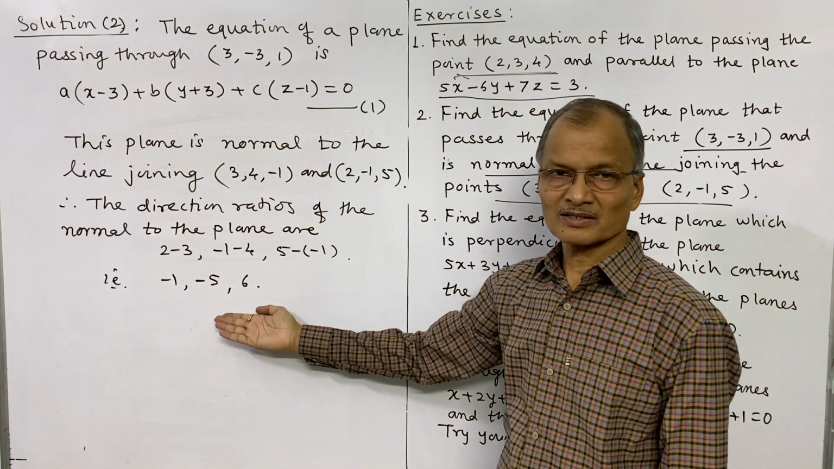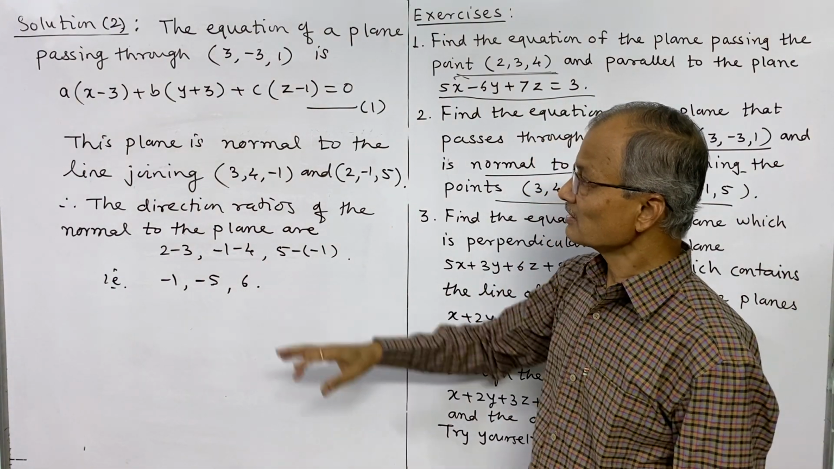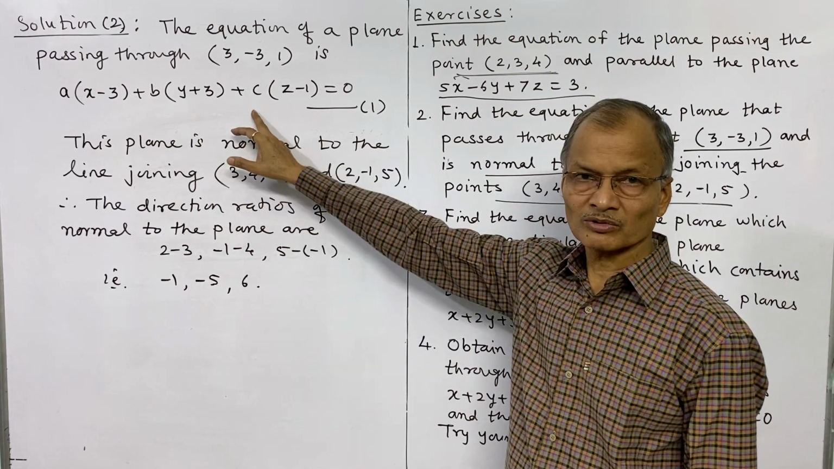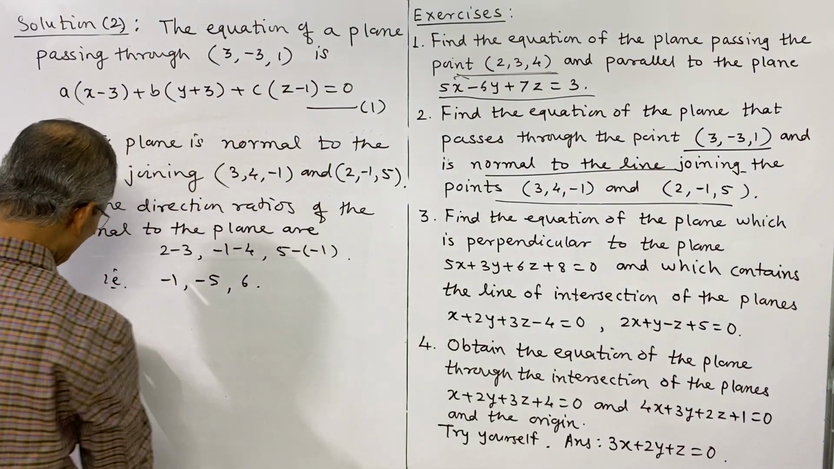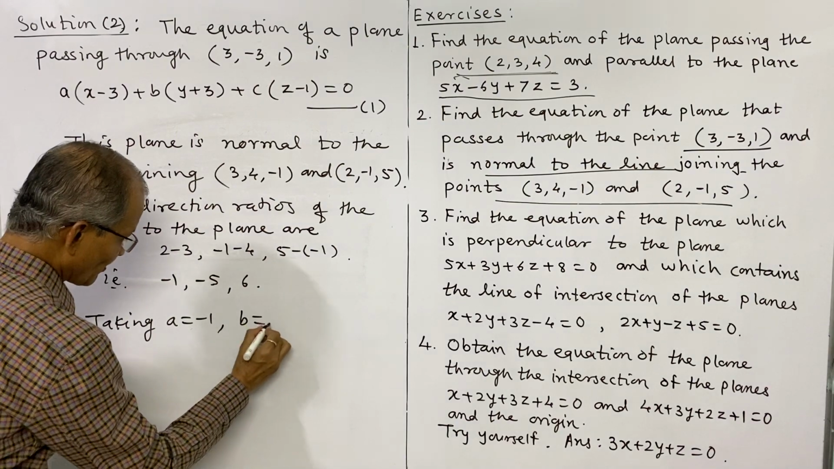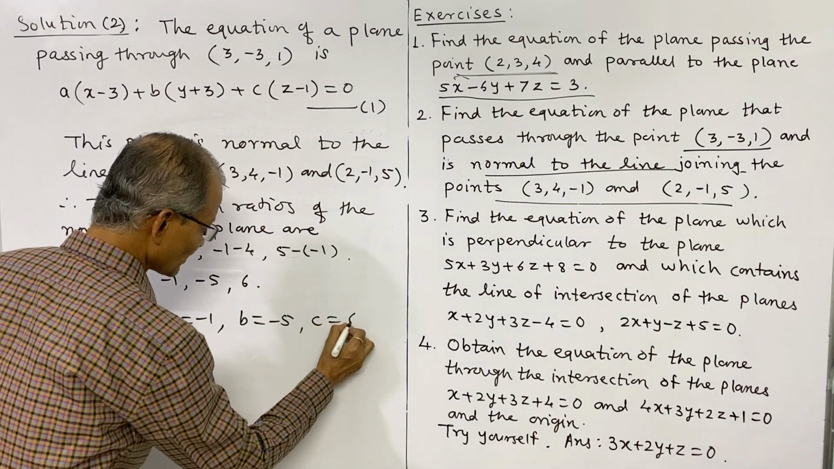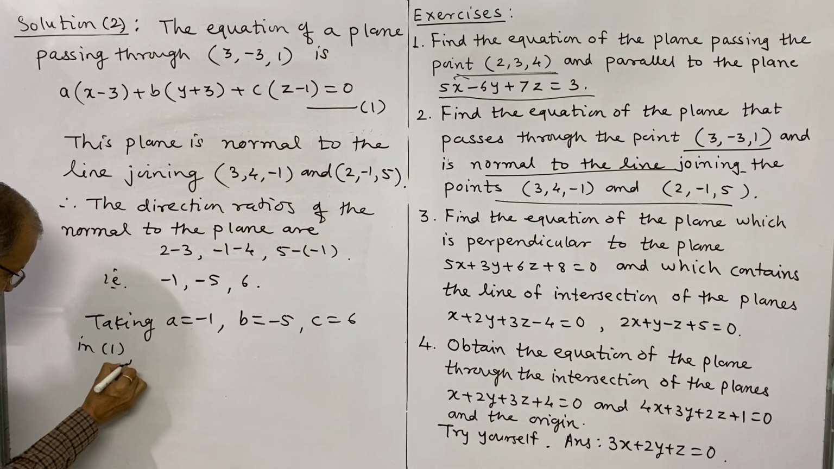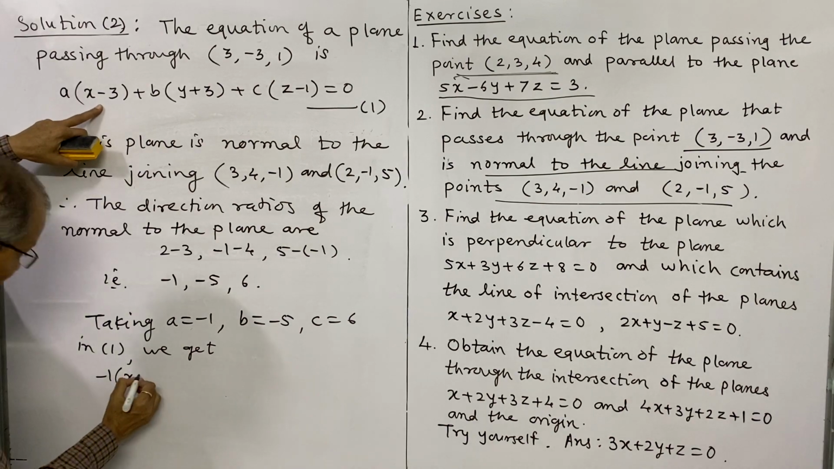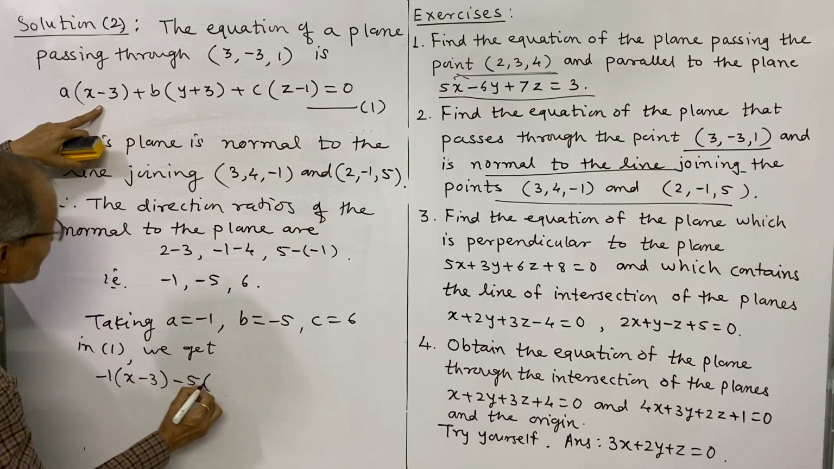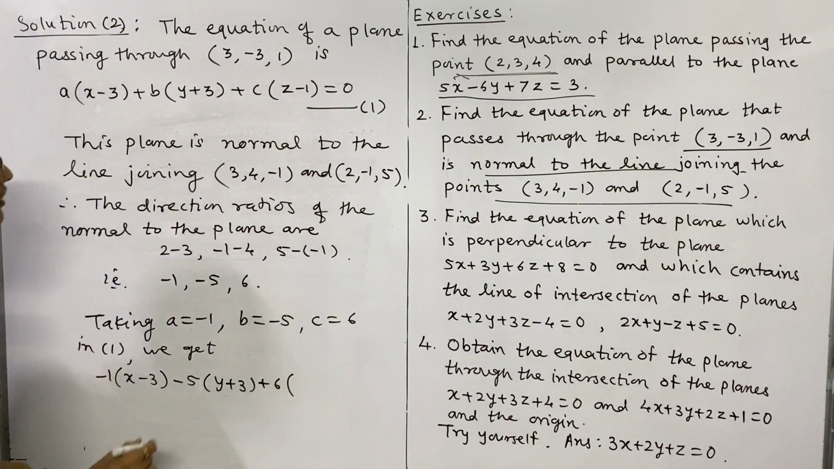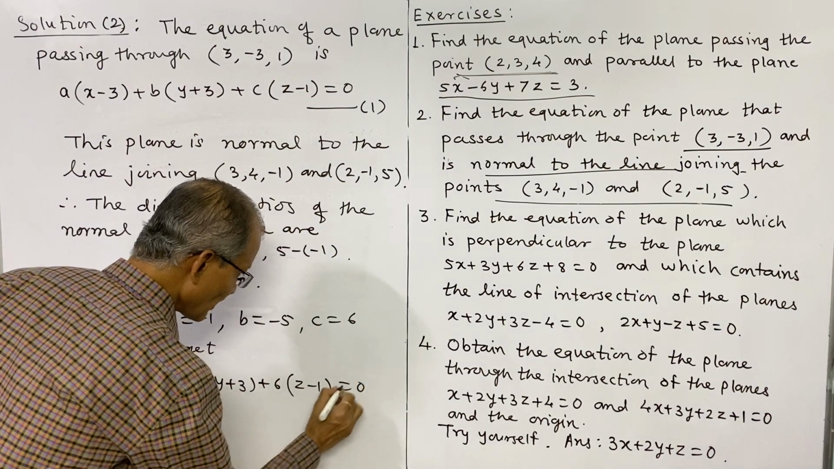So we take these values as A, B, C, because this plane is normal to this line, which means these are the DRs of the normal to the plane 1. So taking A as minus 1, B as minus 5, C as 6 in 1, we get minus 1 into (x minus 3), minus 5 into (y plus 3), and 6 into (z minus 1) is equal to 0.